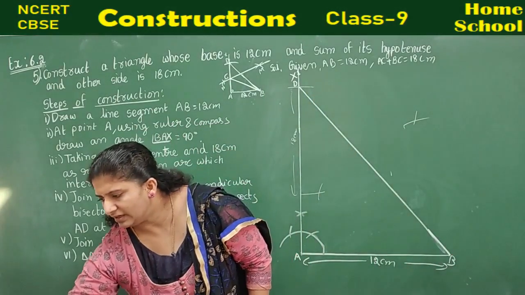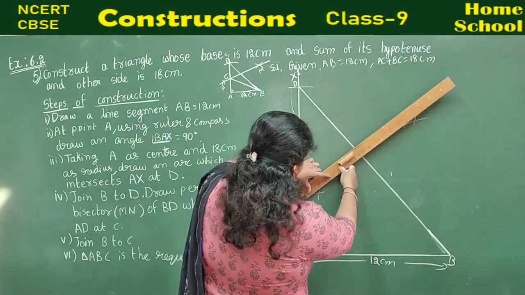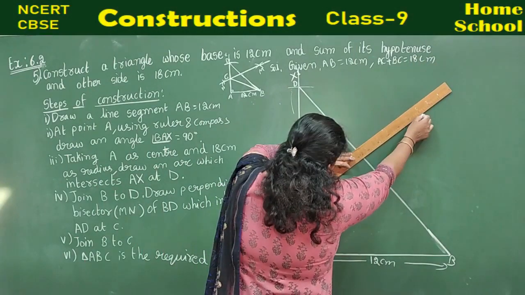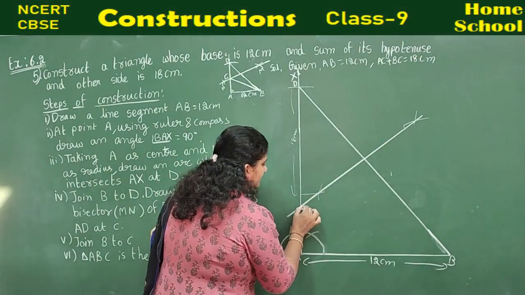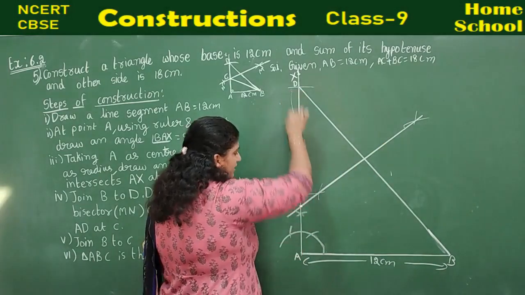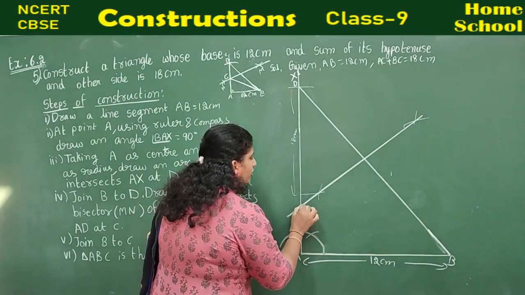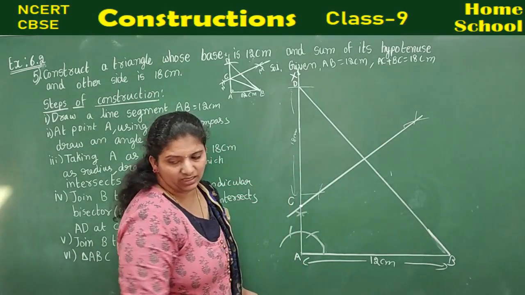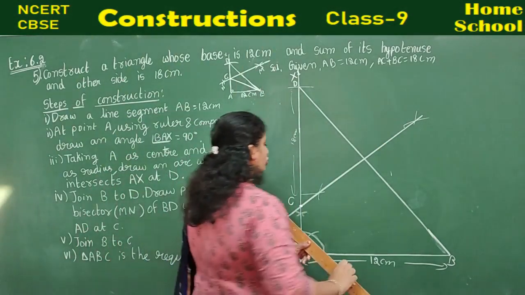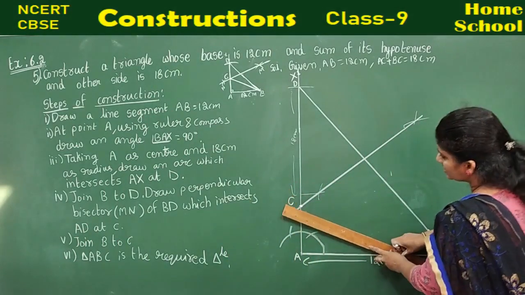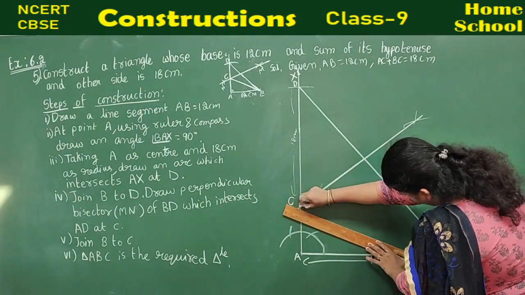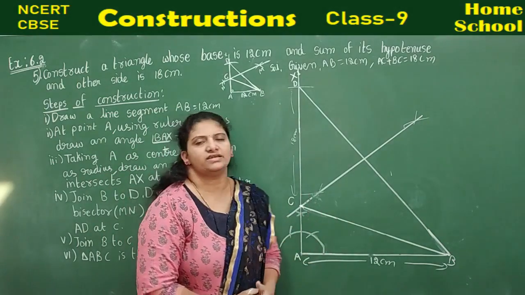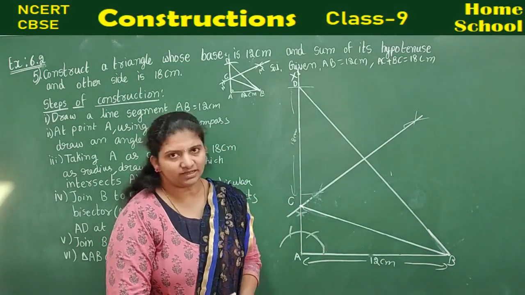With B as center, cut the arc. Now try to join these two. The perpendicular bisector, where it touches the ray AX, we are going to mark a point, and mark that point C. Take a ruler and join BC. This is your required triangle. Now ABC is the required triangle for our construction.